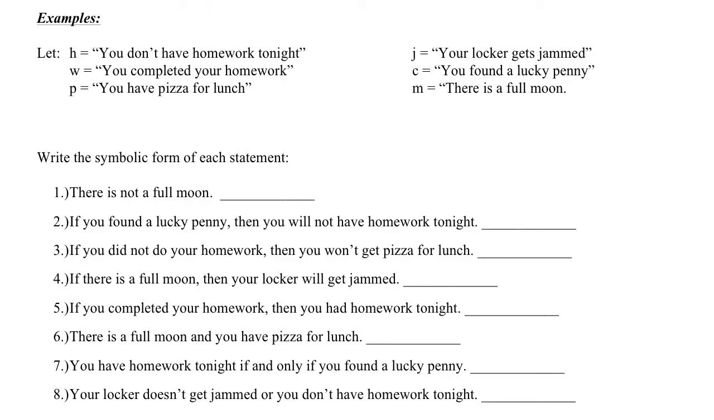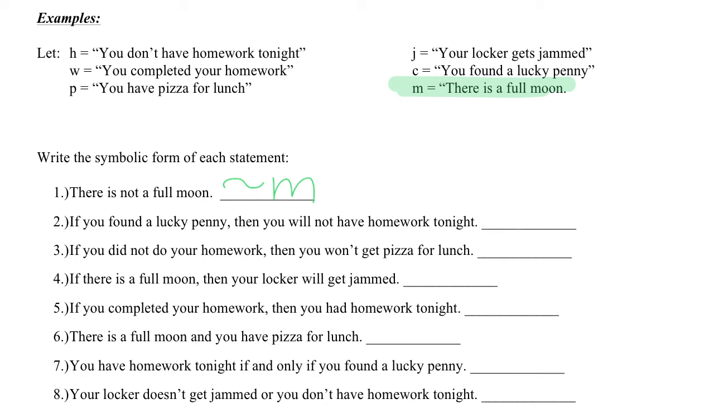Okay, let's just practice with our new symbols and the words that they stand for. So we've got some examples at the top of some simple statements, and then down here we're going to write the symbolic form of each statement. The first one just says there is not a full moon. So we look around up here and we see right here there is a full moon would be M. So there is not a full moon, that would just be not M.